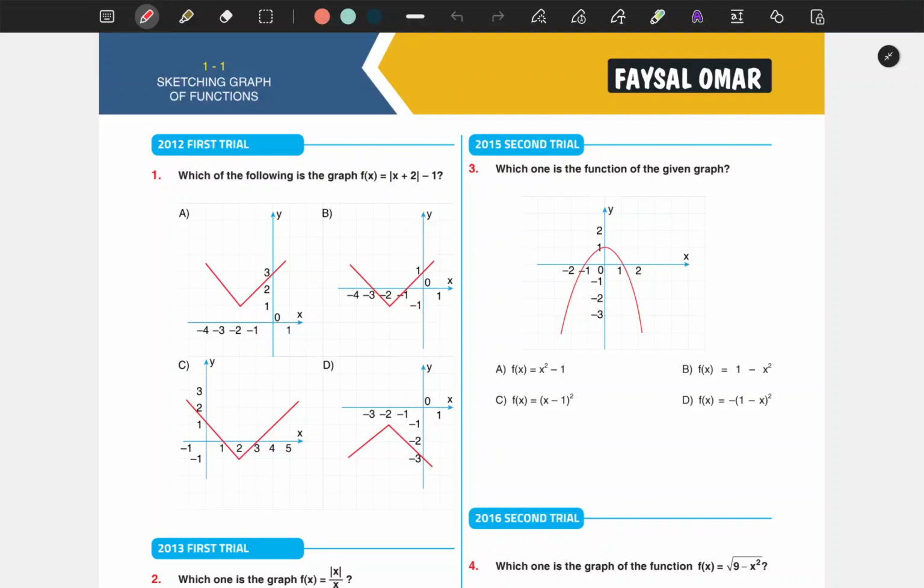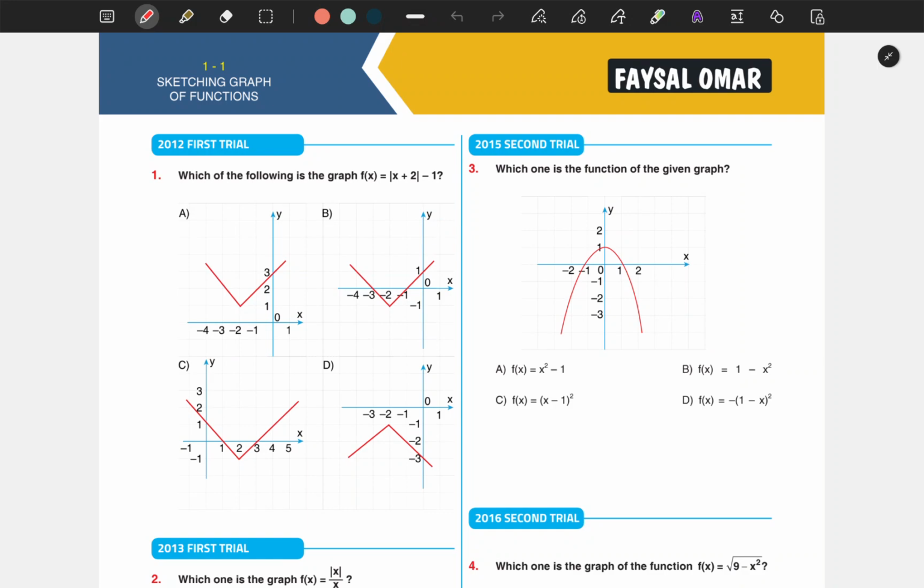In this video, we finished 1.1 and now we are going to focus on the very important question of sketching the graph. Okay, let's get started. The first graph is the absolute value graph, guys.